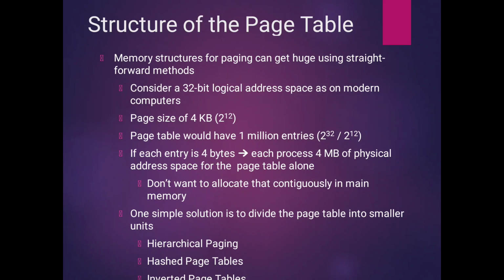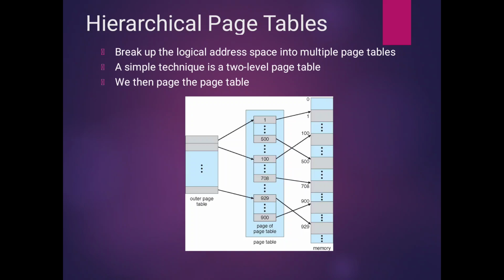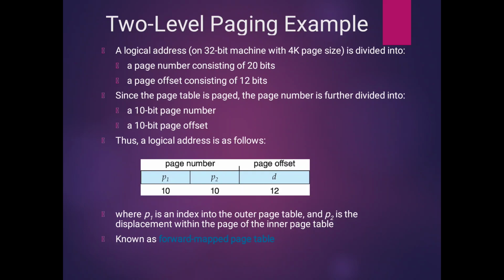So a simple solution is to divide the page table into smaller units: hierarchical paging, hashed page tables and inverted page tables. The hierarchical page table breaks up the logical address space into multiple page tables. A simple technique is a two-level page table. So we then page the page table. Here the outer page table indicates the page number in the page table, so that it can be referred to in memory.